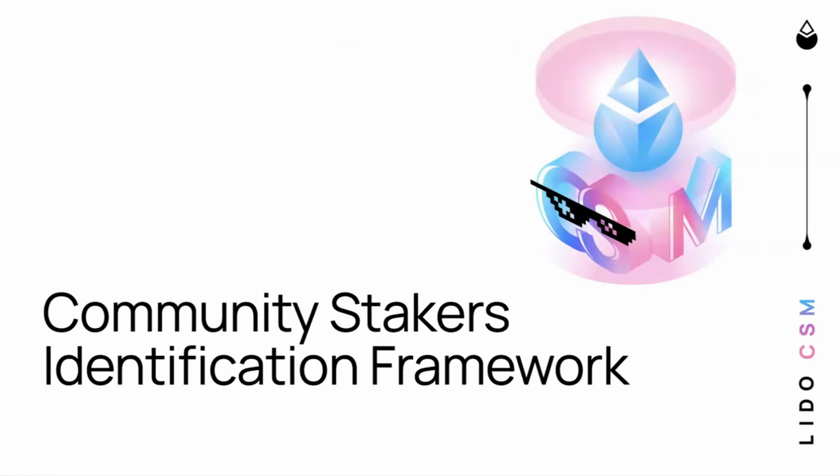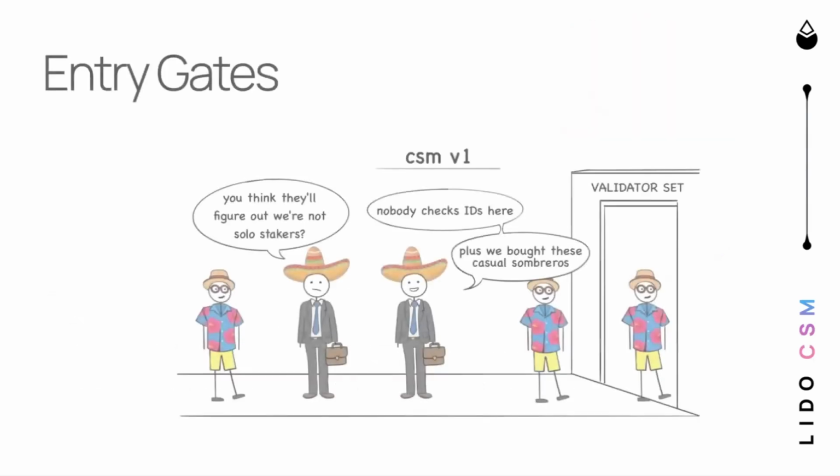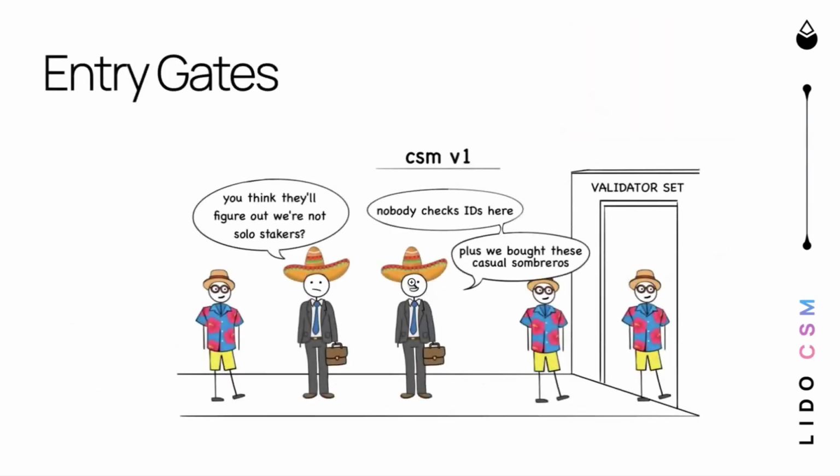So I guess all of you heard about CSM v2 and its features, but to explain the necessity of the framework we'll see in a minute, we need to step back and remember one of the main features of CSM v2, which is entry gates. So I'll use this picture because it's just adorable and it explains pretty well what the entry gates are.